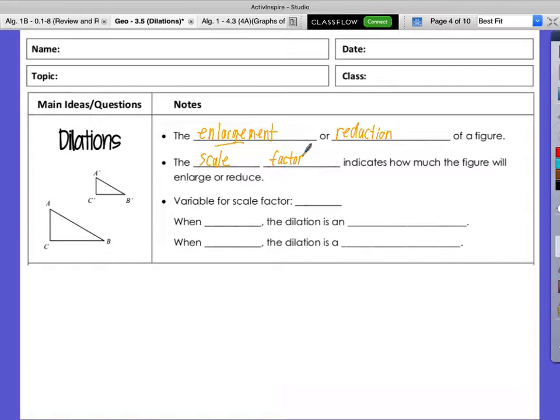Yeah, kind of like a bobblehead, where something's way too big, it's disproportional. Okay, so we have the scale factor where every single part of it is enlarged or reduced by the same amount.